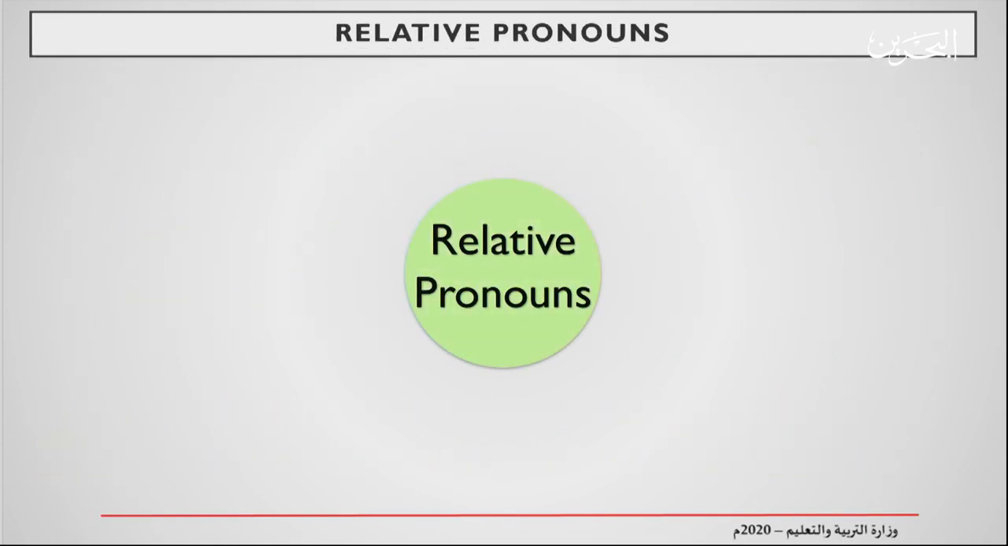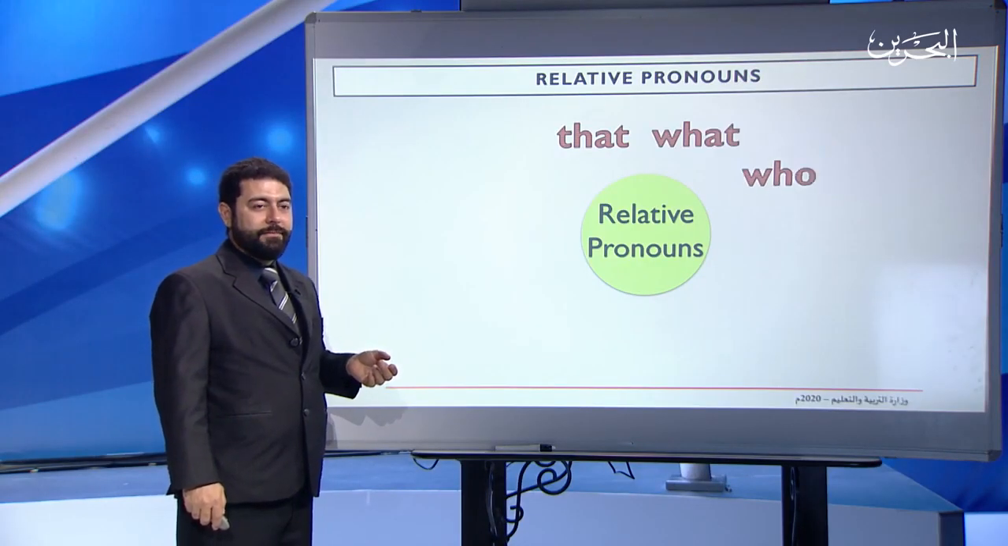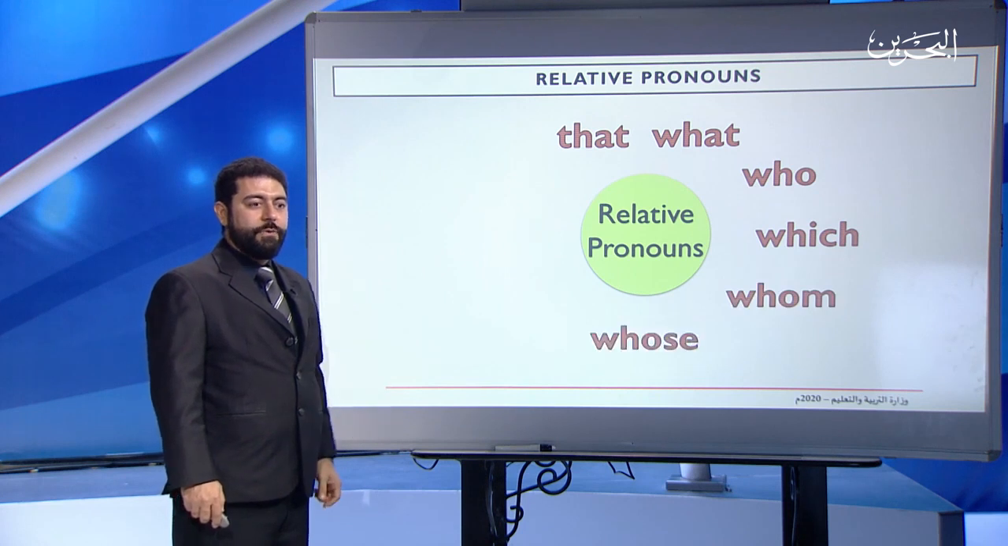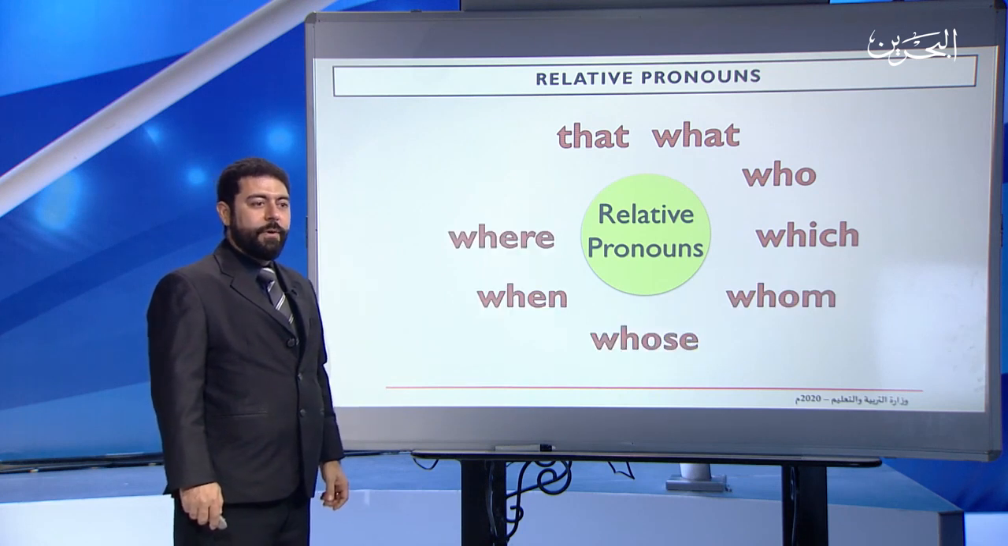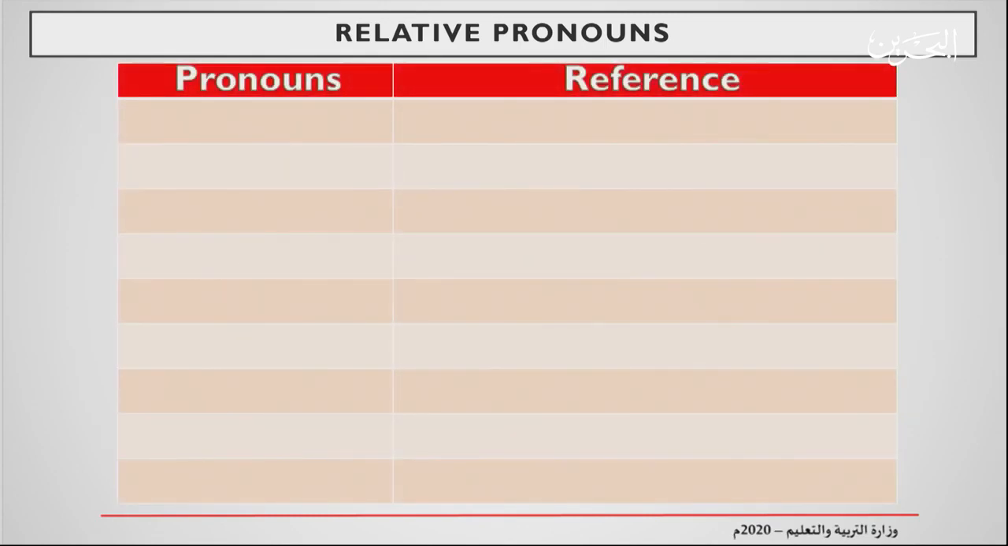So, let me introduce the relative pronouns. The first one is that, what, who, which, whom, whose, when, where, and why. There are about 9 of them. All right. So, relative pronouns. The pronouns again. Do you remember them?